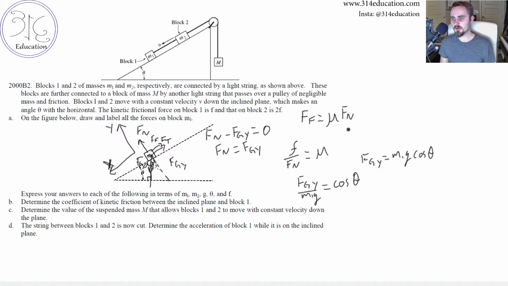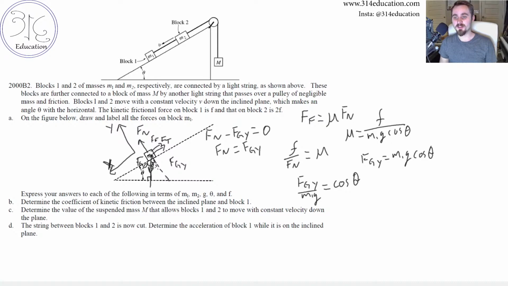And then that gives us all the way back down to this mu here. We know our F, divided by our Fn, which we wrote as m1g cosine theta. This is all in terms of these guys here. Good. Alrighty. So part C is where things get a little bit tricky.